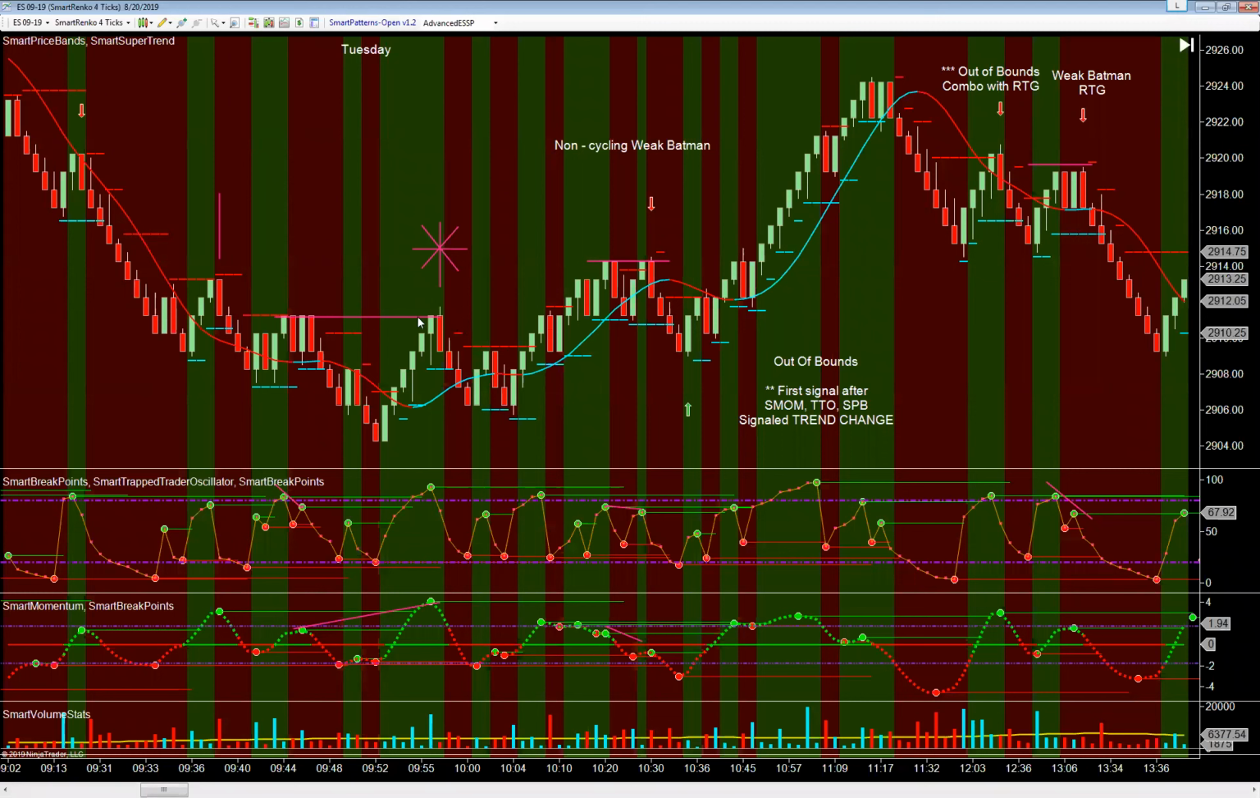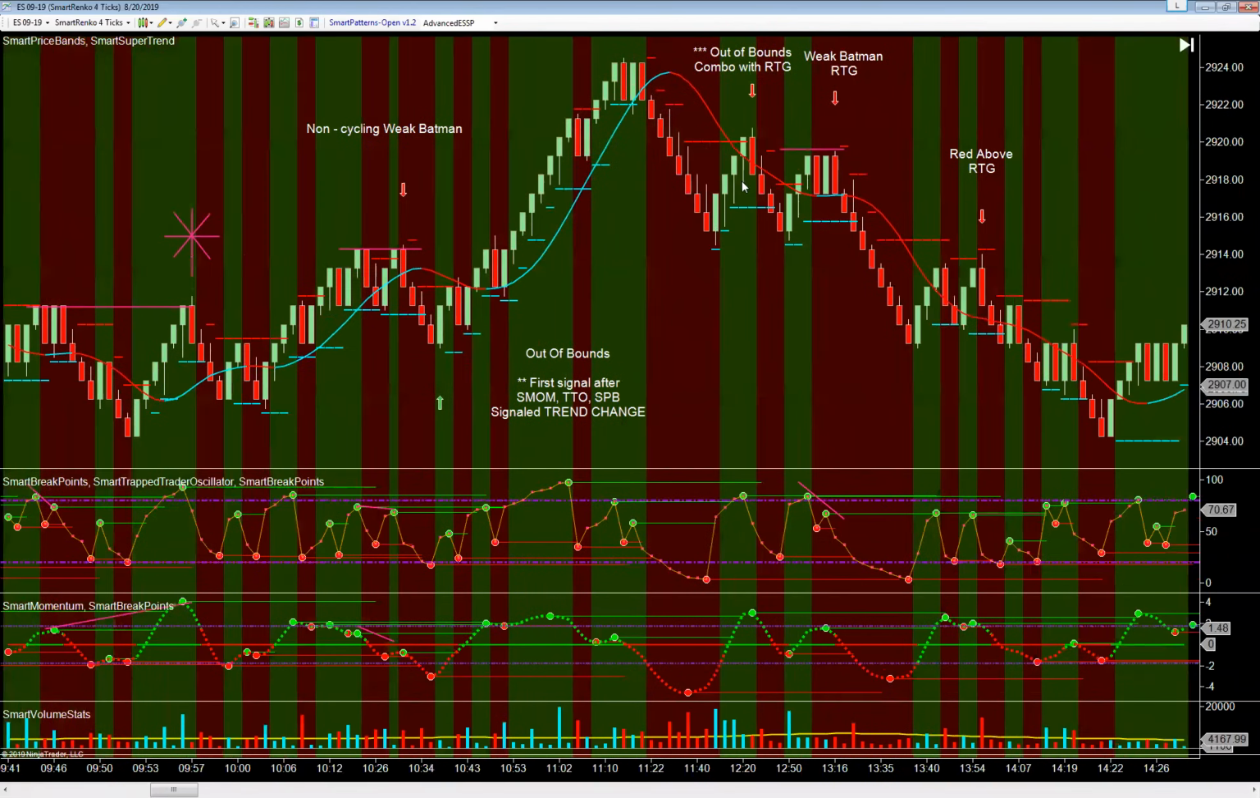When price takes this point out, we're in an uptrend. And while we have a non-cycling weak Batman here, it only goes 3 after a reversal, so it really wasn't a winning trade. But here we have out of bounds, room to grow, first signal after smart price bend, smart momentum, trap trader oscillator signals a trend change. We're on this in the room every day, saying we have a trend change, start to look for the market to go up, okay?